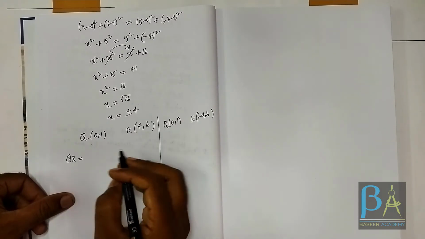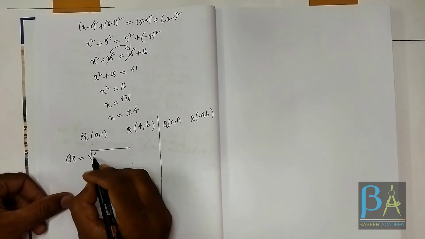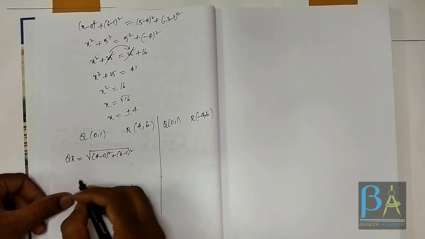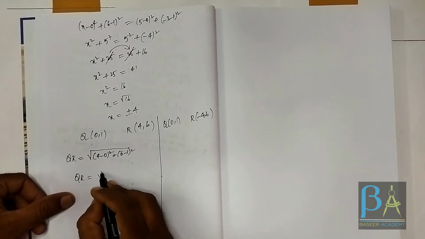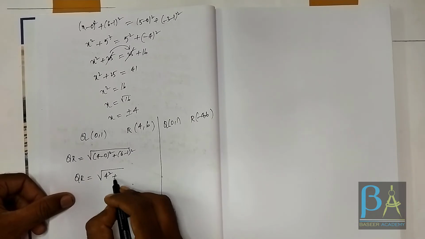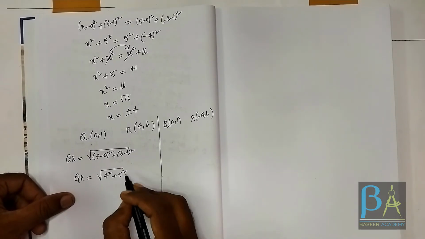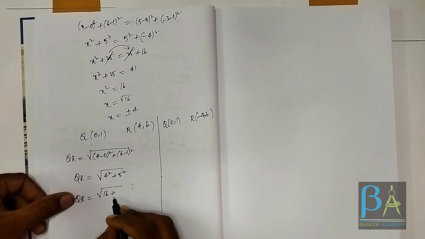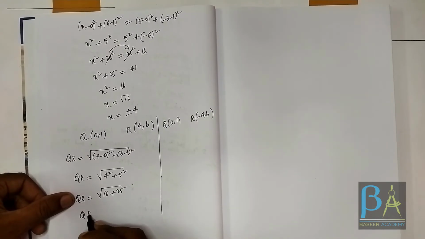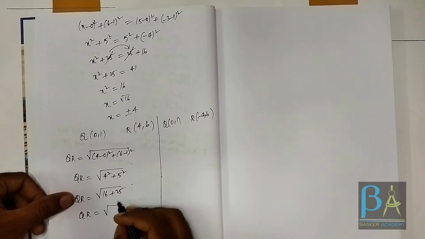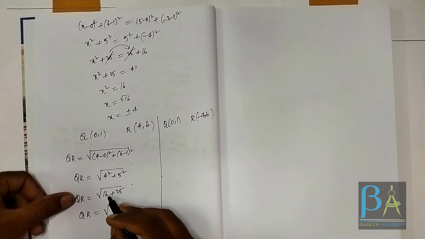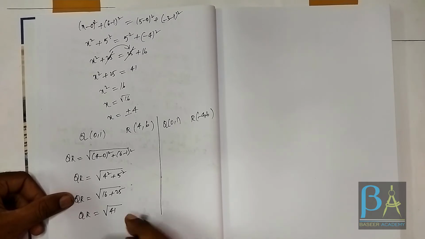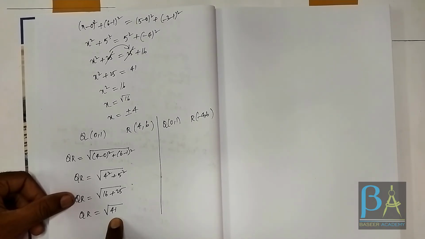The distance QR is going to be the square root of (x2 minus x1) whole square plus (y2 minus y1) whole square, which is 4 minus 0 is 4, square as it is, 6 minus 1 is 5, 5 square. So QR is going to be 4 square is 16, 5 square is 25. 16 plus 25 is 41. So QR is square root of 41.